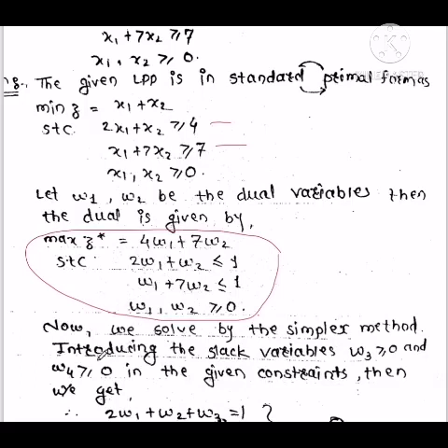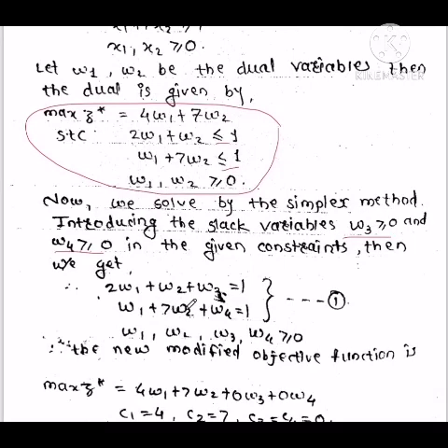Now, here we have a less than or equal to sign, so we have to introduce only slack variables. Introducing slack variables W3 greater than or equal to 0 and W4 greater than or equal to 0 into the given constraints, the constraints can be written in equality form as 2W1 plus W2 plus W3 equal to 1. The second constraint is W1 plus 7W2 plus W4 equal to 1. Here W1, W2, W3 and W4 are greater than or equal to 0. Let us consider this as equation number 1.